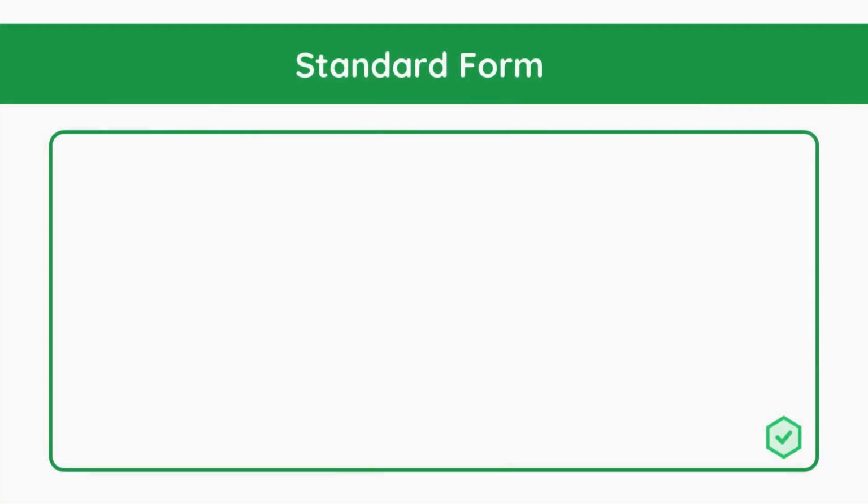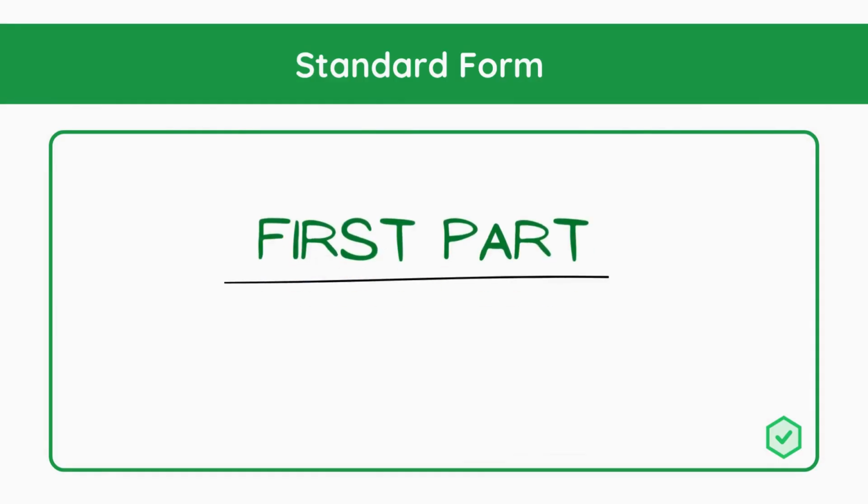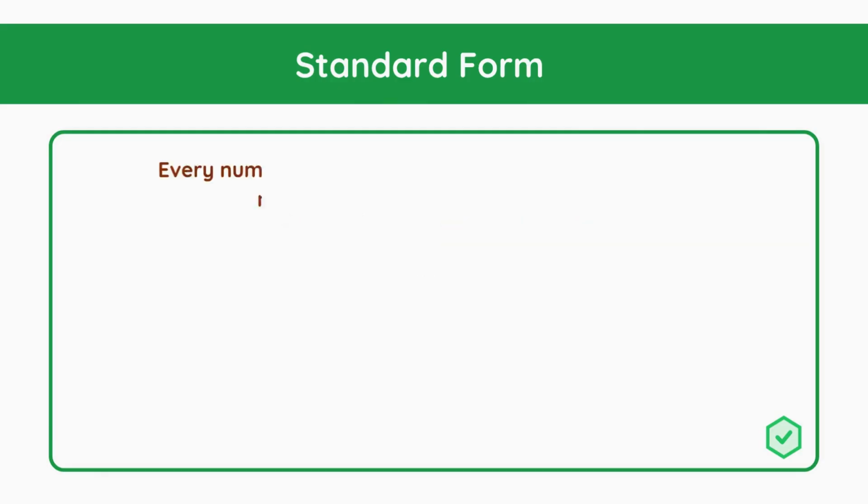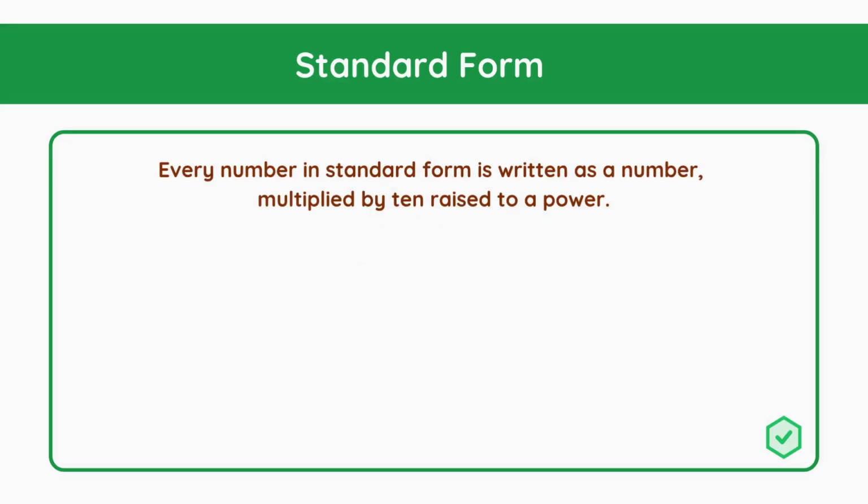Now, let's get started. Let's begin with the first part, converting numbers into standard form. Before we do that, let's be clear about what the finished form actually looks like. Every number in standard form is written as a number multiplied by 10 raised to a power. We write it as a times 10 to the power of n.